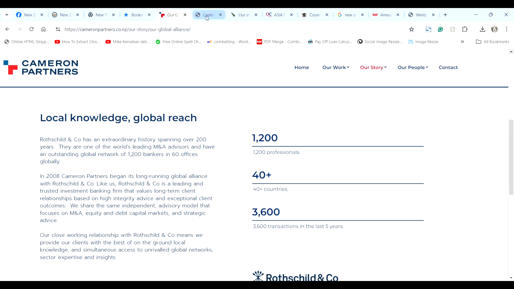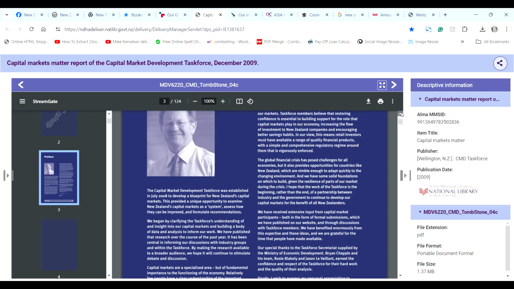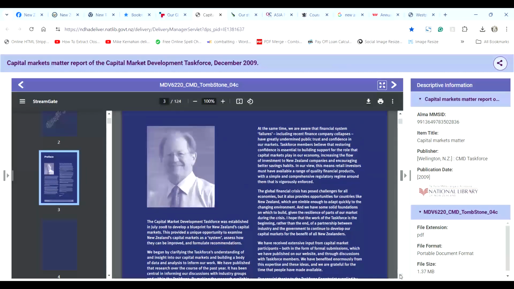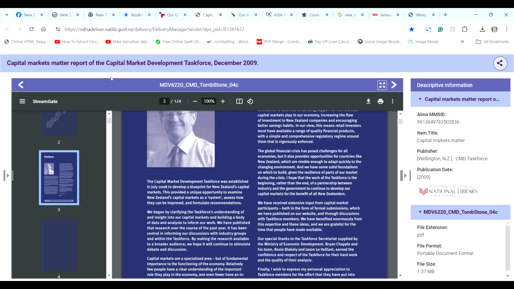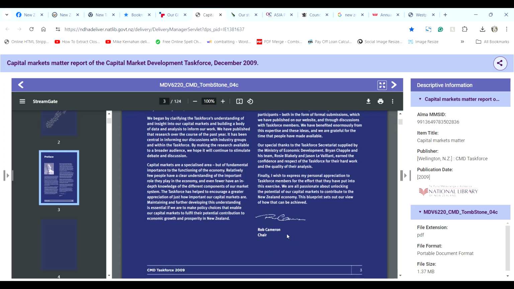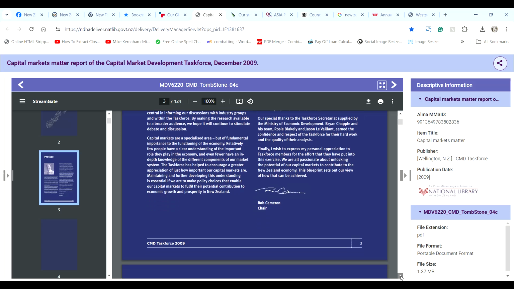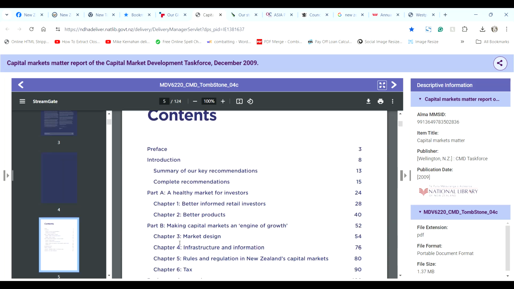Now, back when all our finances and houses and everything went down and the global financial crisis hit in 2009, there was a big meeting held, and in a crisis everybody asks how are we going to keep the country funded and going ahead? So it was agreed that Cameron Partners would form a capital market development task force, which reported in this report in 2009. And Cameron Partners, Rothschilds, was the chair of the task force. And down here, the main theme of the task force was Part B, making capital markets an engine room of growth. So in other words, letting the gates open to foreign debt capital was the way forward for the country.